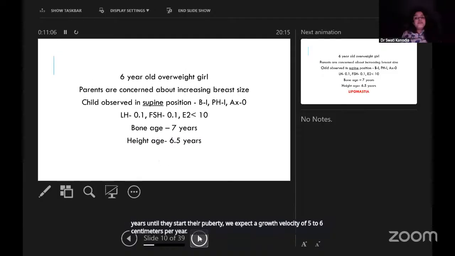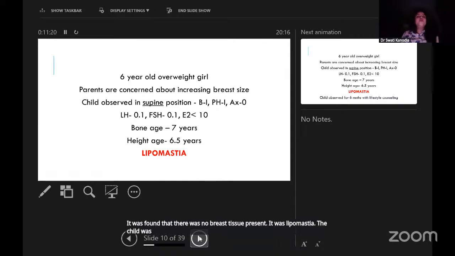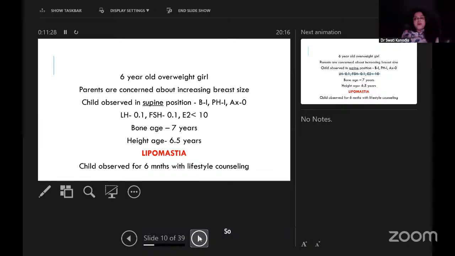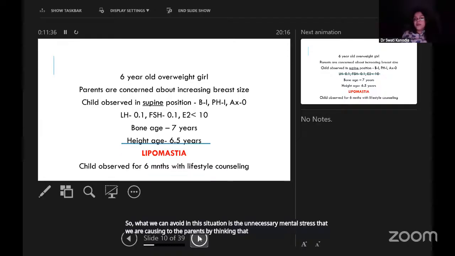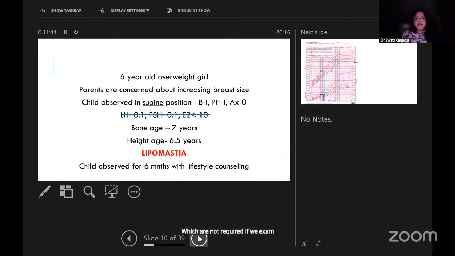Now, that same child was seen in lying down or supine position. So it was found that there was no breast tissue present. It was lipomastia. The child was overweight, because of which it appeared that she had breast development. The child was observed for 6 months with lifestyle counseling. So what we can avoid in this situation is the unnecessary mental stress that we are causing to the parents by thinking that the child has started developing early, and we can avoid these unnecessary tests which are not required if we examine the child correctly. Okay.